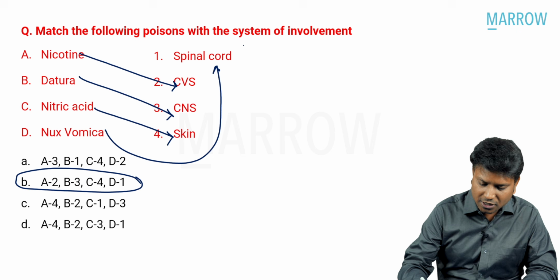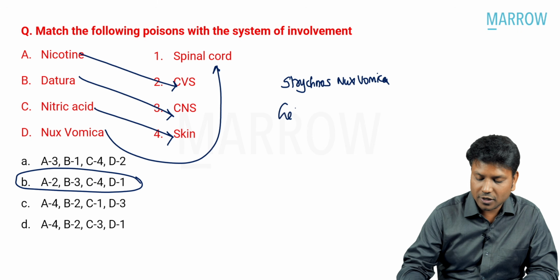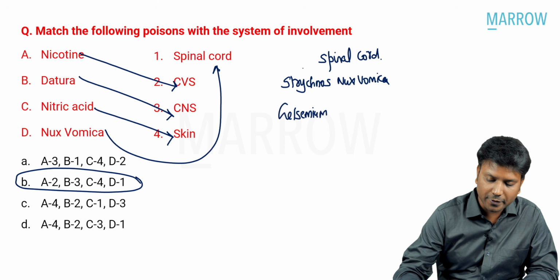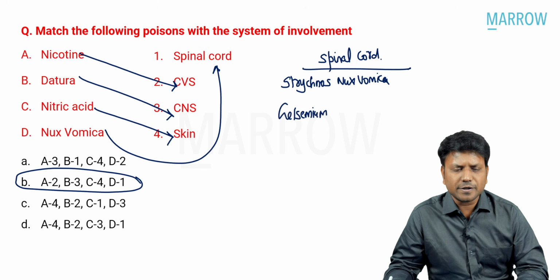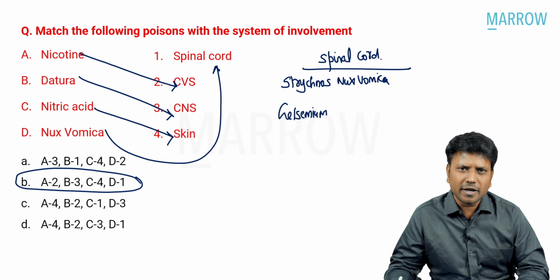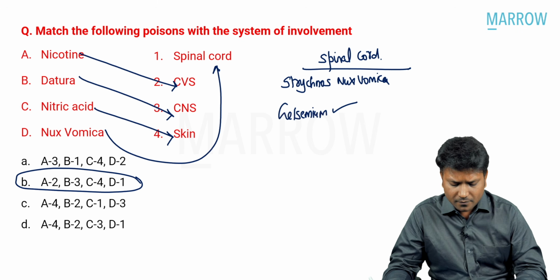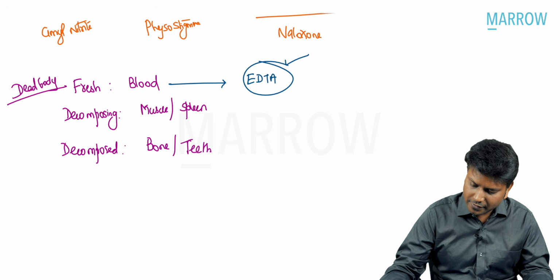But remember, Strychnos nux vomica is a spinal poison, but that is not the only spinal poison. We have gelsemium, another spinal poison that you need to remember. It was asked in one of your previous INI-CET questions: which of the following poisons acts on the spinal cord? Strychnos nux vomica was not given in the options; instead, gelsemium was given. So we should know that. And what are the other cardiotoxic poisons? We'll see that.